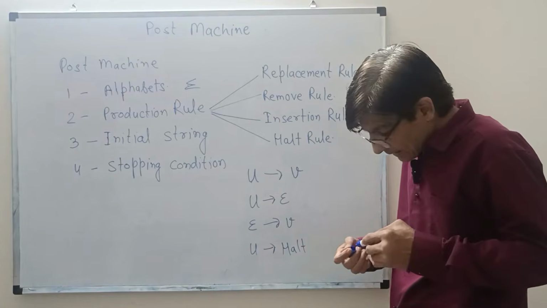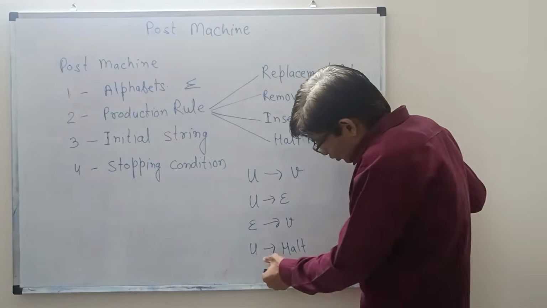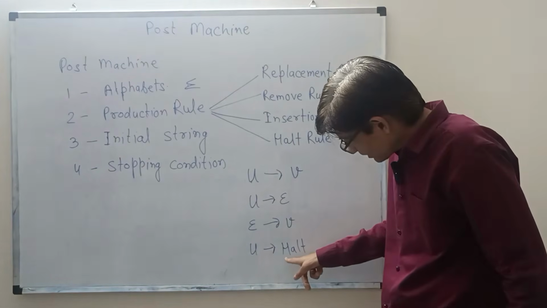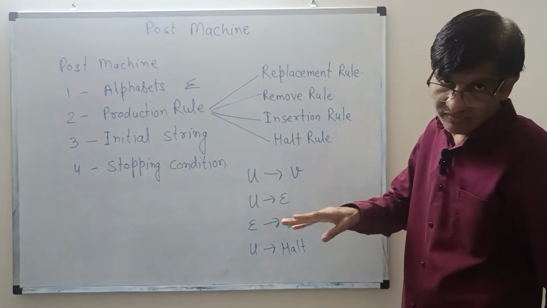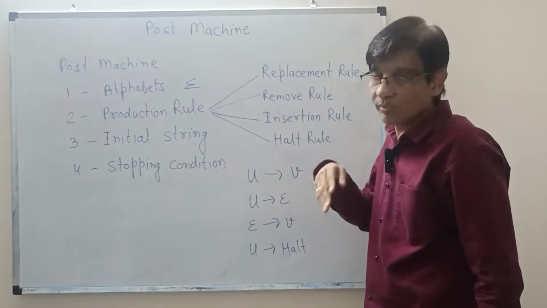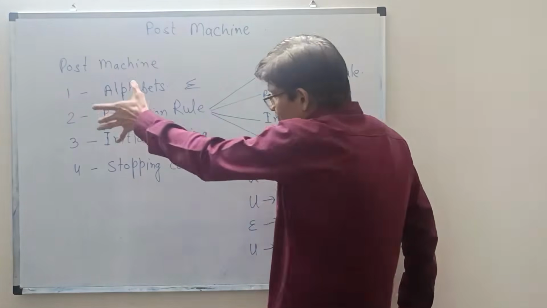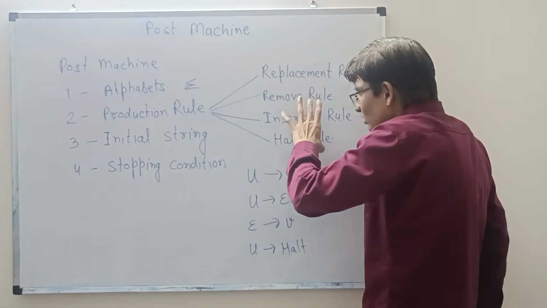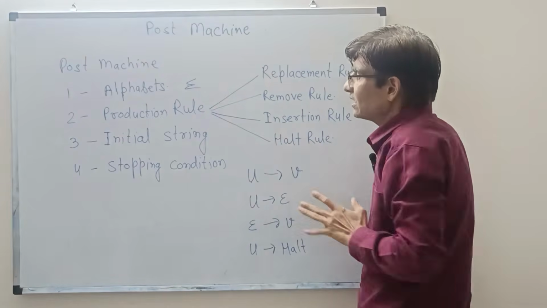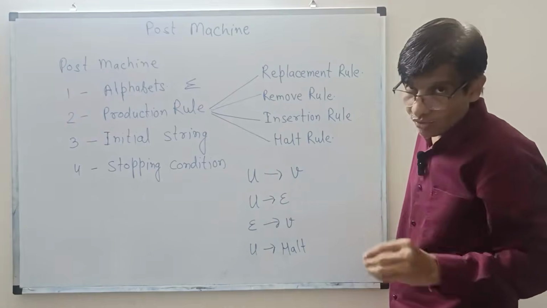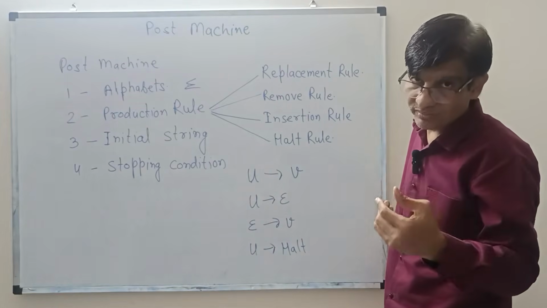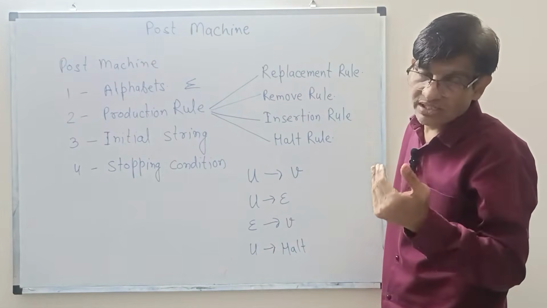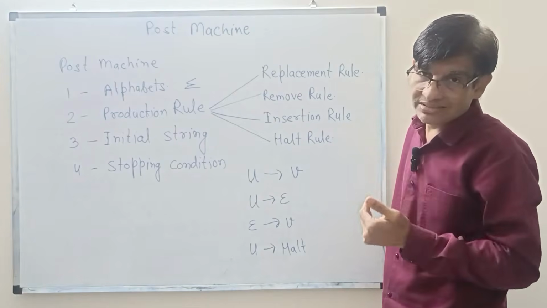So if at a particular moment you find U within the string, then you can replace it with halt, and then the machine will halt. So it will stop processing. So these are the four tuples of post machine, and these are the four types of production rules in the post machine. And now I will take some examples of post machine, how it works, and then we will also discuss the important differences between Turing machine and post machine.